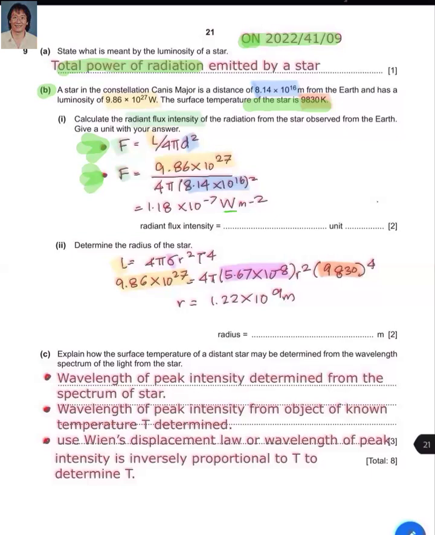Why is the unit watt per meter square? Because the unit for luminosity is watt, and the unit for d is meter, so d squared will be meter square. Therefore, the unit will be watts per meter square.